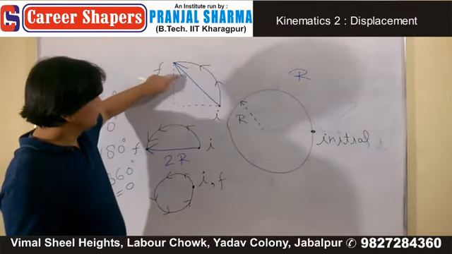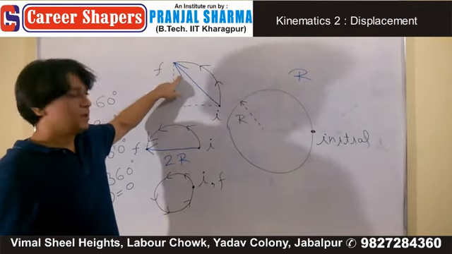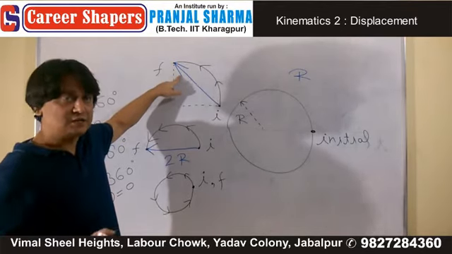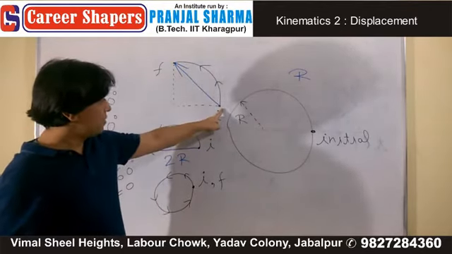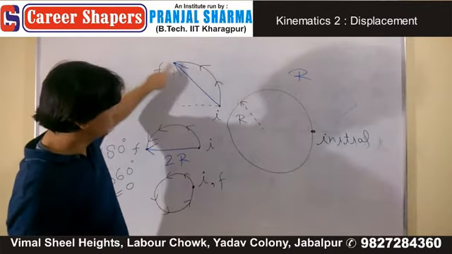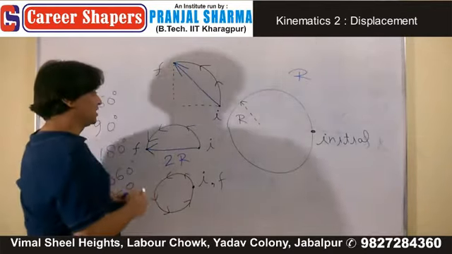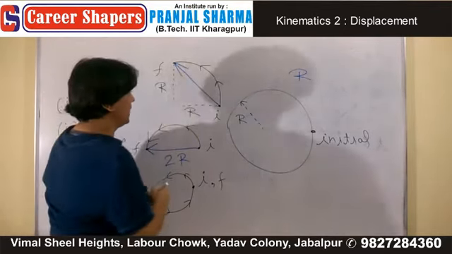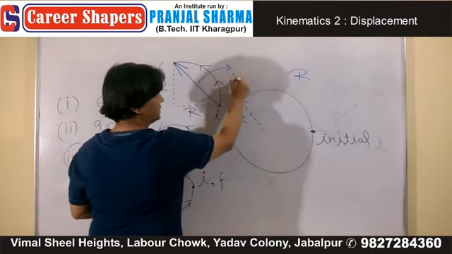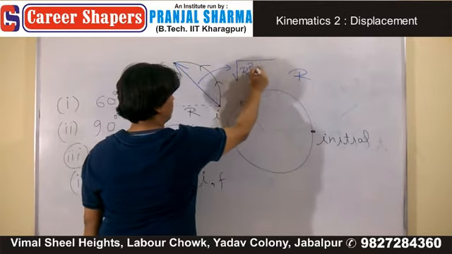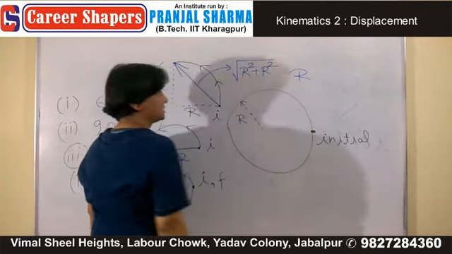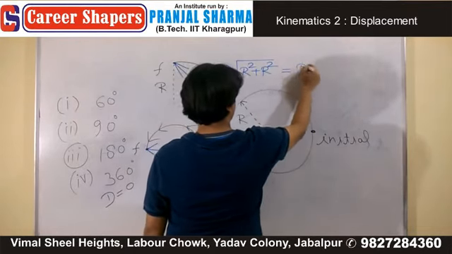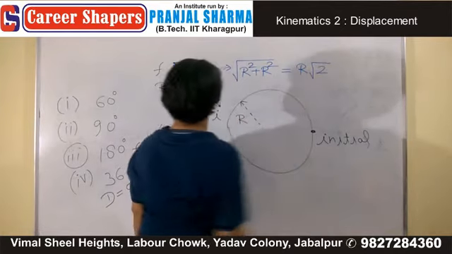Make a habit to draw this arrowhead. It gives you the direction of displacement. Although we do not need it now, for the next class we'll also discuss this thing. From initial towards final, length of this. Now, this is something very elementary. This is from Pythagoras. You know that this length is coming root over r square plus r square, which is r root 2.